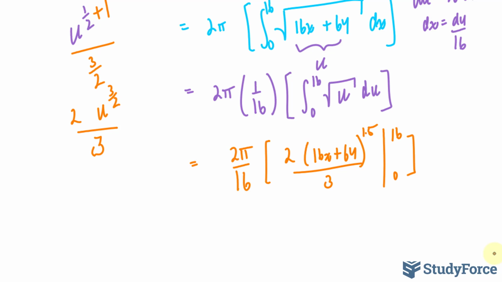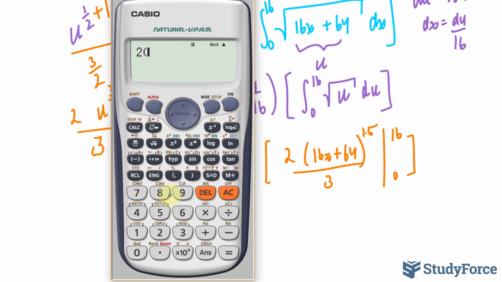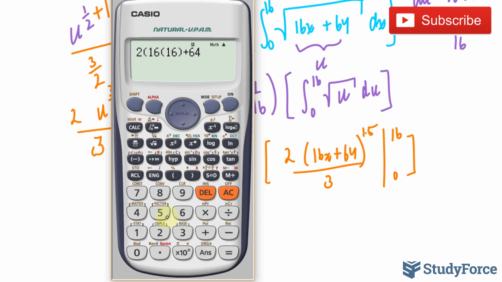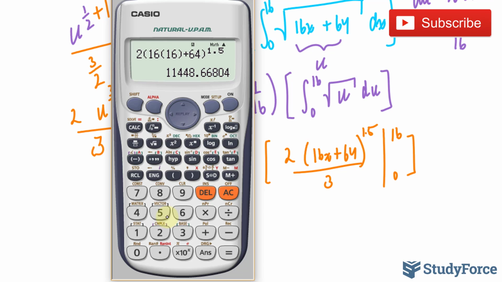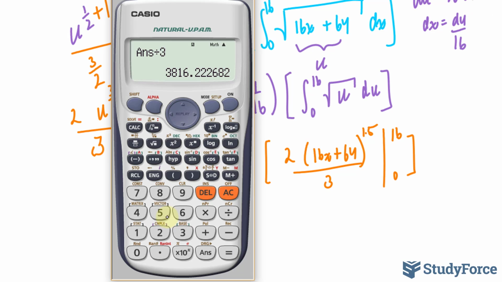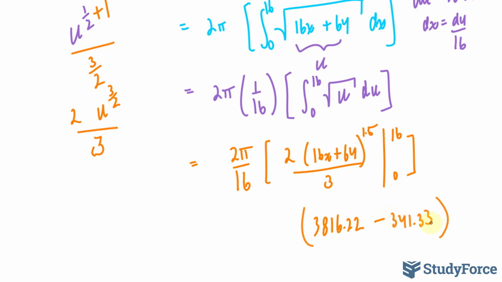Now we can use our calculator to do the rest. Let's substitute 16 into all of this. We get 2 times 16 times 16 plus 64 to the power of 1.5 divided by 3, 3,816.22. And now we will set it at 0, where we get 2 times 16 times 0 plus 64 to the power of 1.5 divided by 3. That's equal to 341.33. Whatever this is equal to, we multiply by 2 pi over 16.